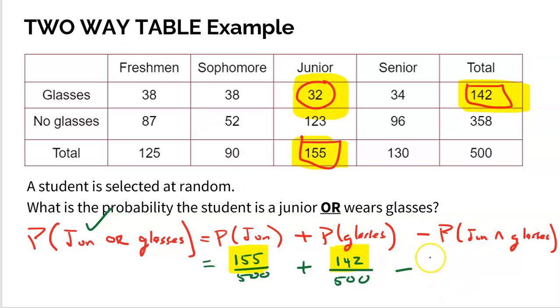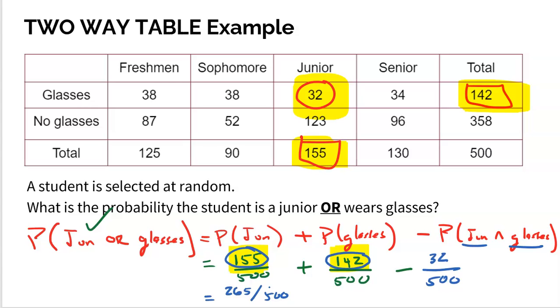So I want to subtract away those 32 kids that were both juniors and wearing glasses. I'm not getting rid of them because I don't want them. I'm getting rid of them to stop them from being double counted. They were counted here amongst 155 juniors and here amongst 142 kids wearing glasses. So that's why I'm subtracting them away. So grab a calculator if you need to. 155 plus 142 minus the 32 leaves me with 265 out of 500.